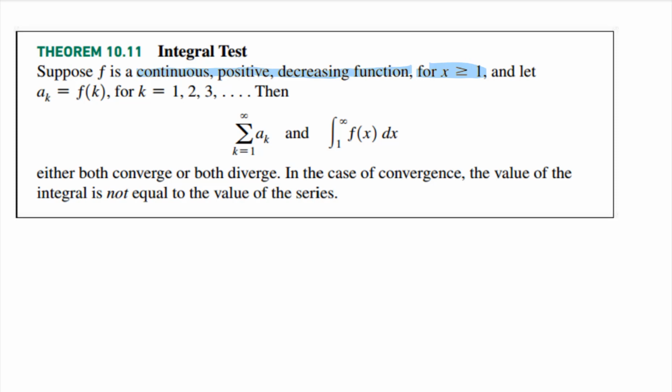So if we have some sort of sum that starts at 1 and goes up to infinity, we can talk about the integral, and we can change those n's or those k's into x's. Now, either both of them are going to converge or both of them will diverge. In the case of convergence, the value of the integral is not equal to the value of the series.